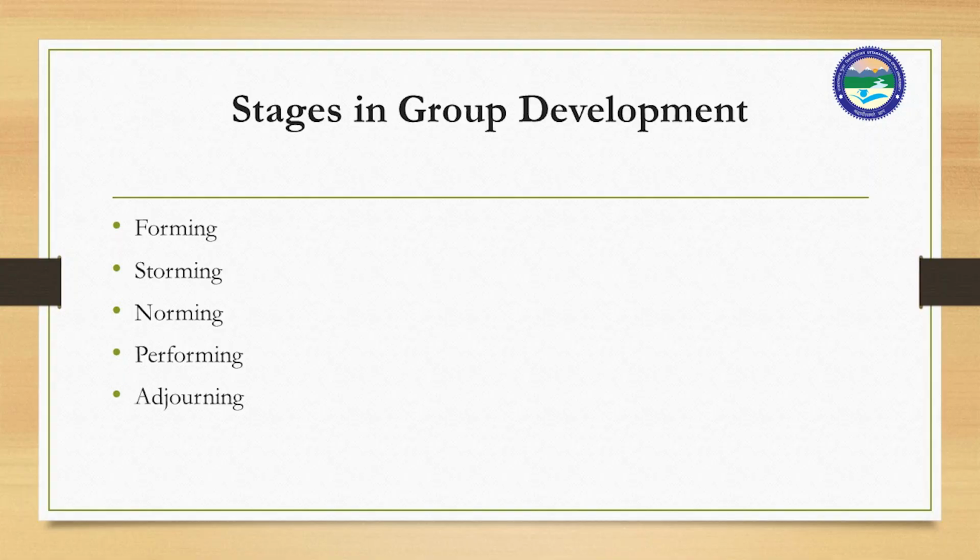I am going to talk about group work and stages of group development. There are a total of 5 stages in group development, as you can see: forming, storming, norming, performing, and adjourning. Today, we will learn about these 5 stages in group development.